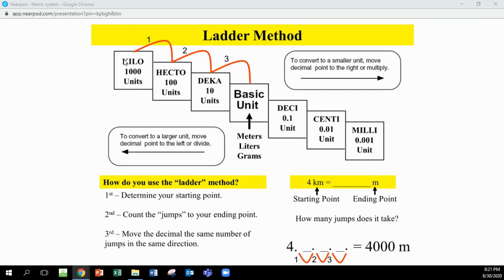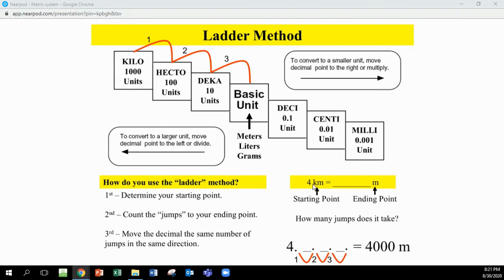If you want to move from kilo to deci, you're going to move how many spots? 1, 2, 3, 4. So you're going to move your decimal 4 spots to the right. If you're going from deci to kilo, you're still going to move your decimal 4 spots, but now you're going to move it in the other direction. So the ladder method says you're going to determine your starting point, count how many jumps you have till your ending point, and move the decimal the same number of jumps.